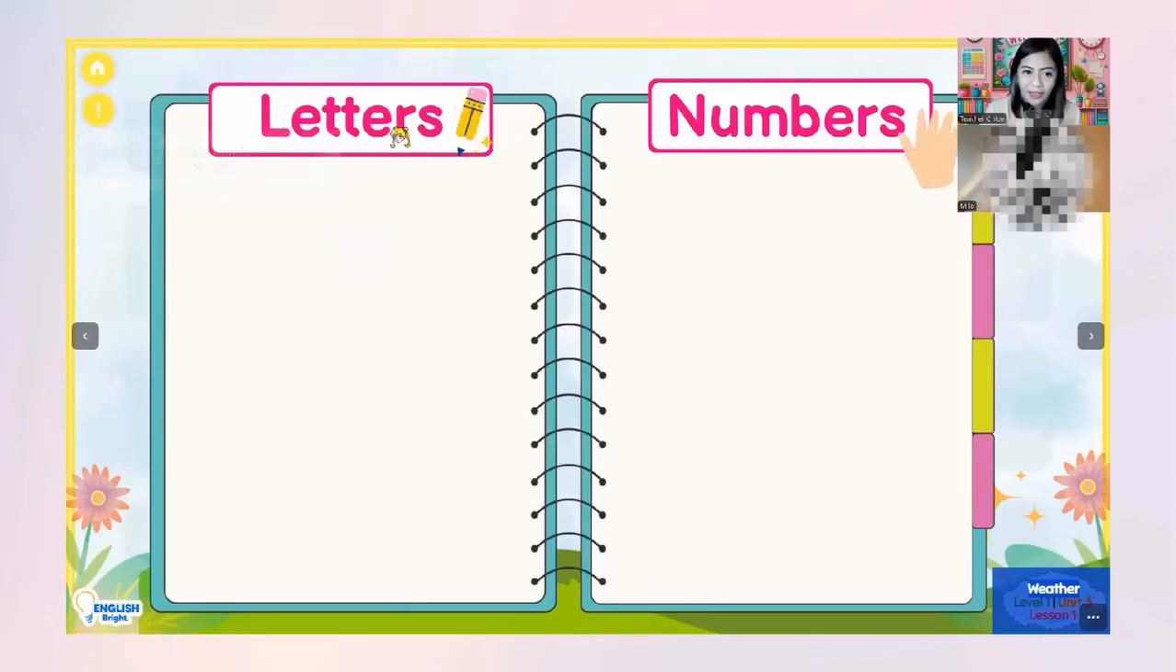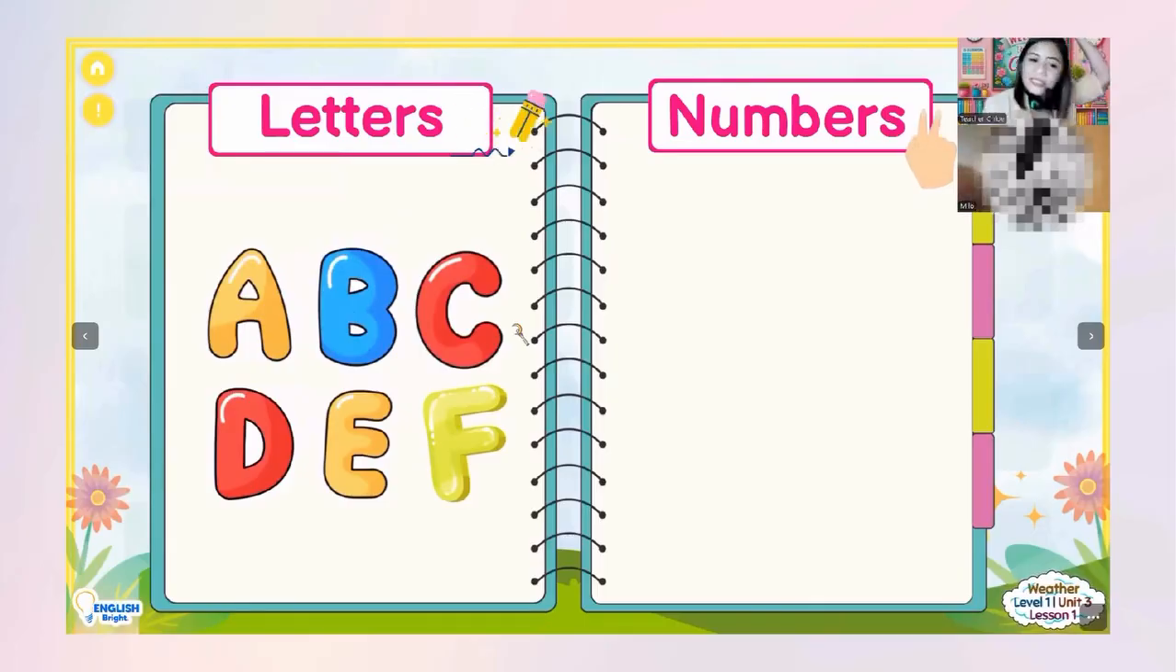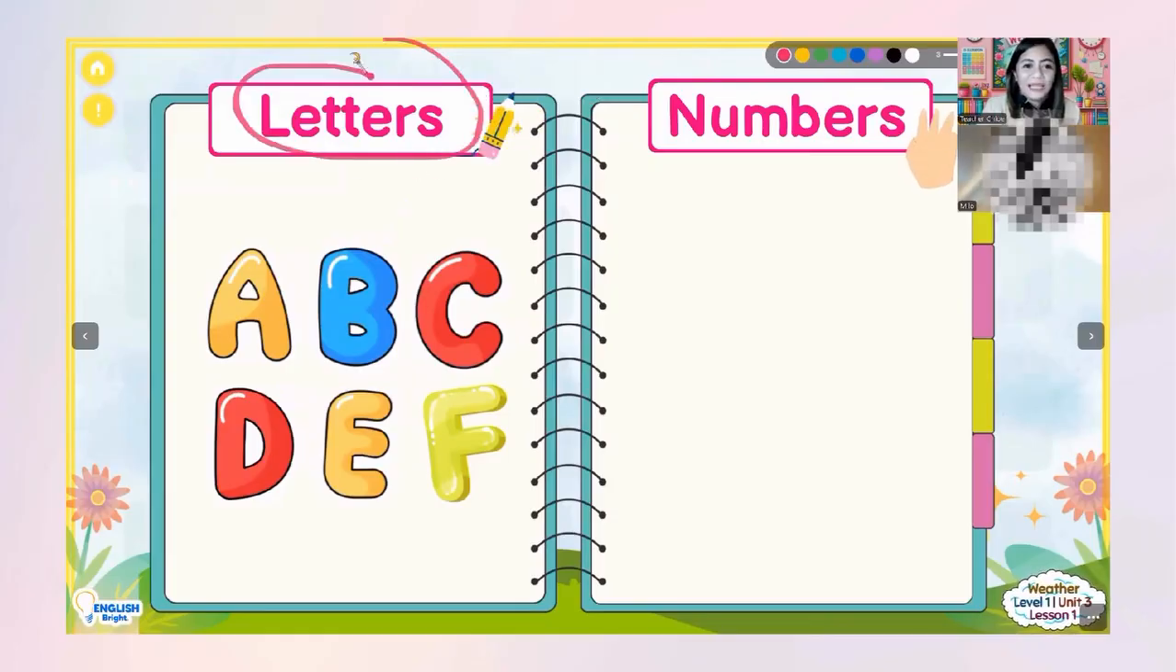What letter do you know? We have here A, B, C, D, E, F. A B C D E F G H I J K L M N O P Q R S T U V W X Y Z. Okay, we call that letters.